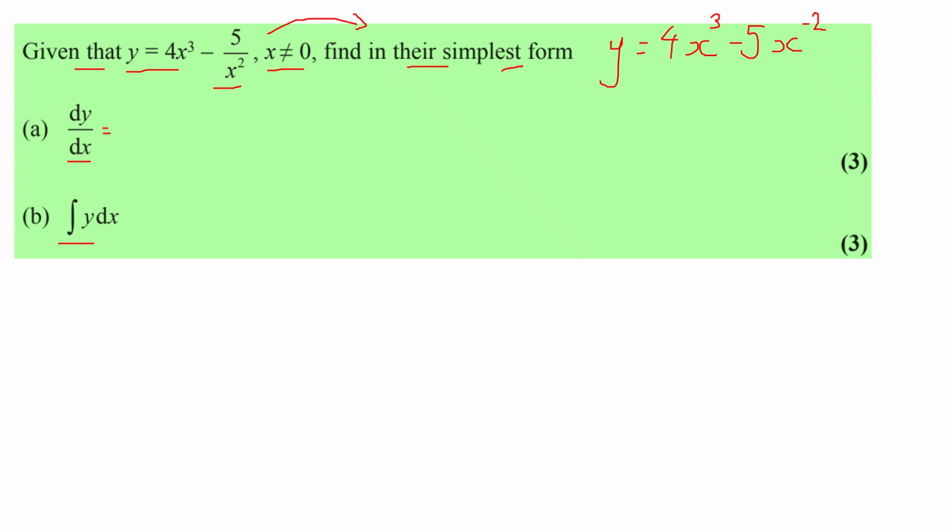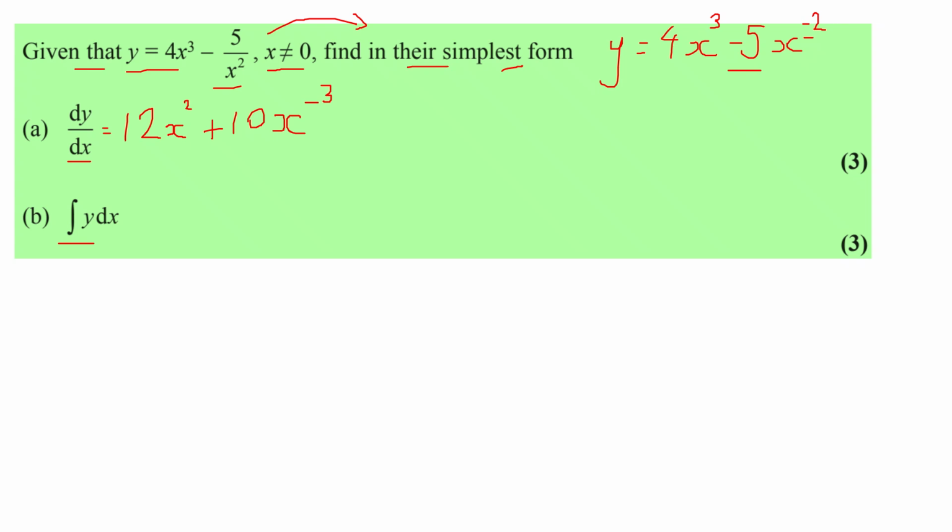Next step, guys, dy by dx, the power comes down as a multiplier. So we do 3 times 4, or 4 times 3 makes 12. We attach the x, and then we reduce the power by 1, so it becomes 2. Next up, minus 5x to minus 2. We do minus 5 times minus 2 makes positive or plus 10. We attach the x, and then we reduce the power by 1. It goes to minus 3 and not minus 1. You be careful. So the power comes down as a multiplier, and then we reduce the power by 1 or knock 1 off the power.